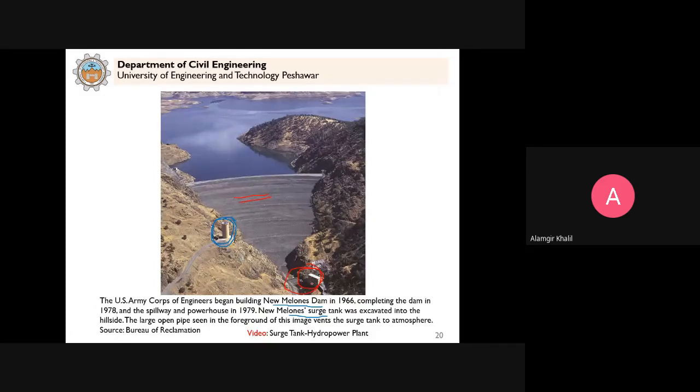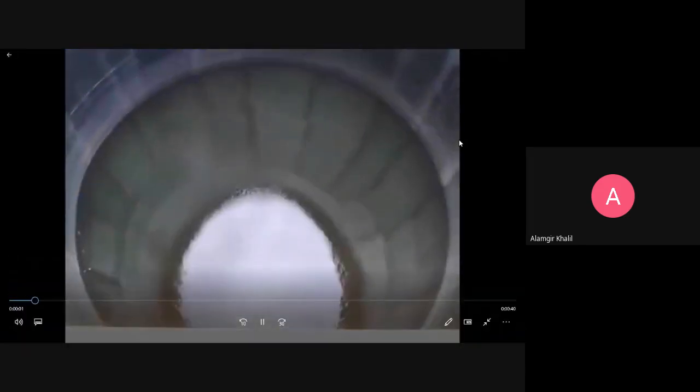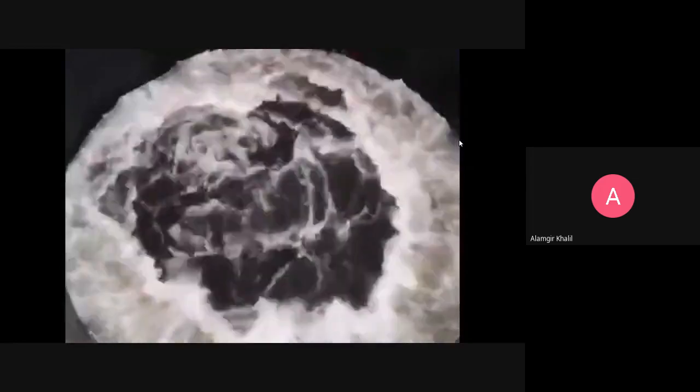So if we need to protect the pipes, the water will rise in this surge tank, and that is how the water hammer pressures are reduced in the pipe system and they are protected against the water hammer pressures. Clear? You can see here that this is the tank, and if the pressure increases, then the water can rise in the tank.